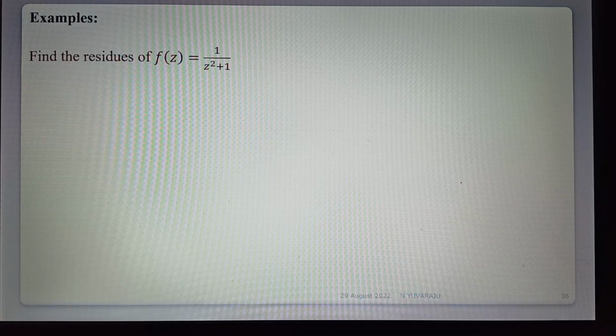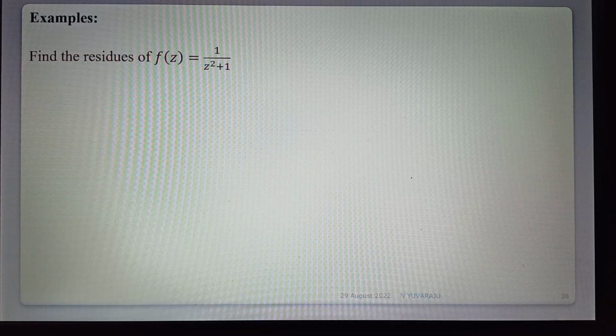To find the zeros, we take the numerator equal to 0. And to find the singularities, we take the denominator equal to 0. Then we find the singularities, whether a pole or any other type of singularity.